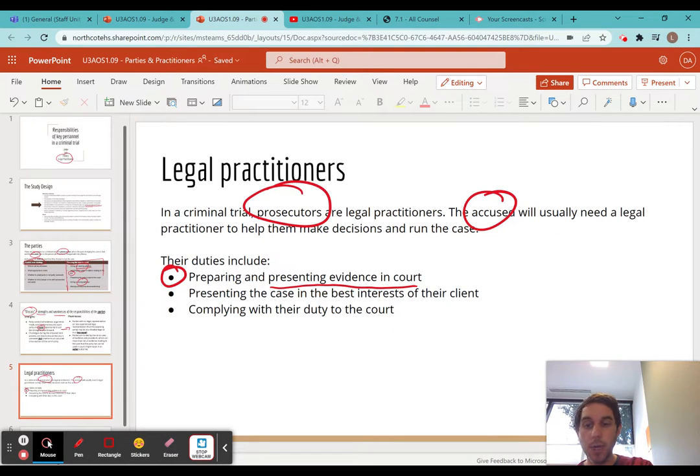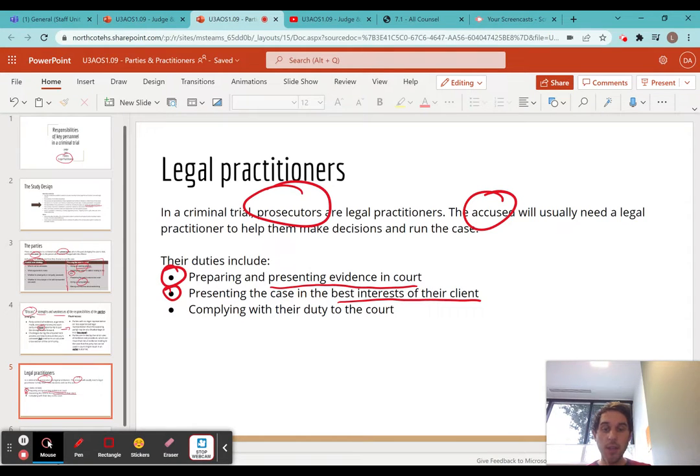And first of all, this one here, the legal practitioners have a duty to act in the best interests of their client. So they have to help you present whatever your case is in the best possible way that they can. They have to give you advice about what steps they think you should take. And that's sort of their main job.